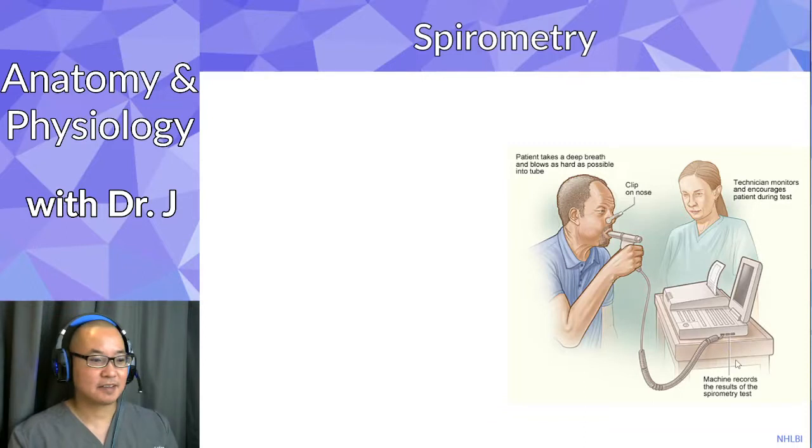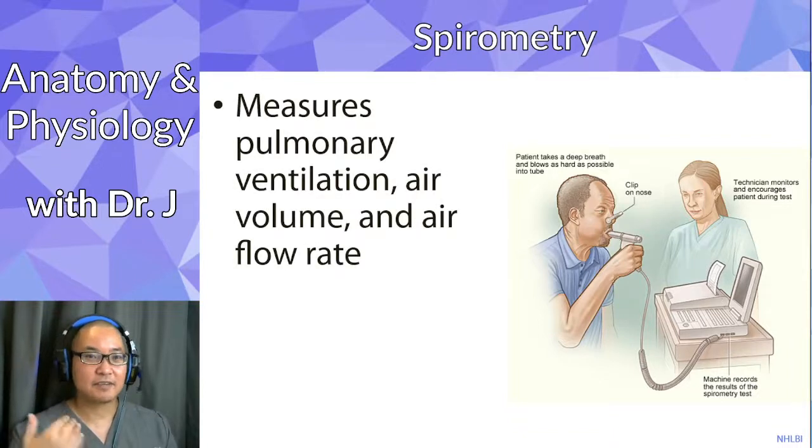There are different types now. They don't all look like this, but what a spirometer does is basically somebody breathes into a tube, and this spirometer is able to measure the volume of air that's being breathed into the tube, and also how fast it's moving through that tube. So it can measure breathing rate, like the pulmonary ventilation, the volume of air that's being blown into the tube, and also the airflow rate.